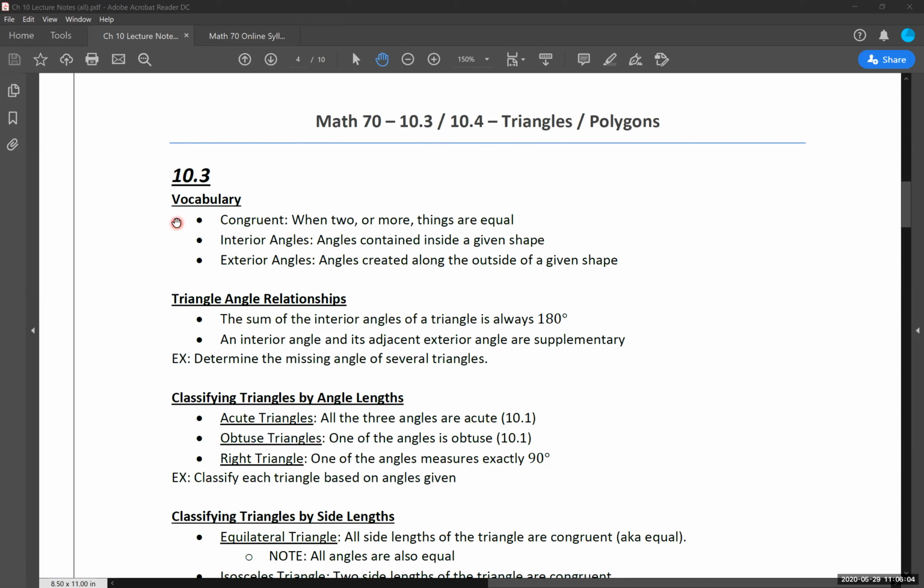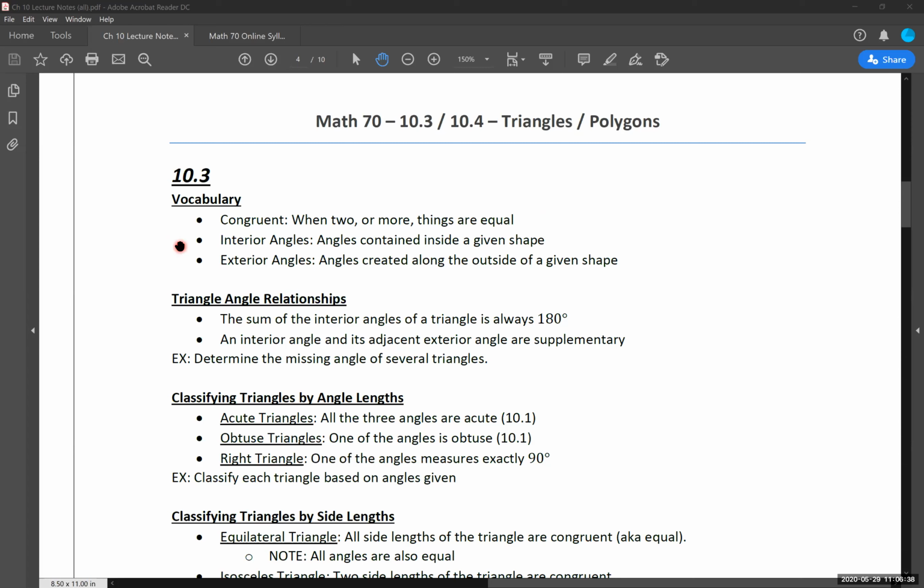So one of the big ones that we have is our word congruent. It's kind of a fancy way of just saying when two or more things are equal to one another. So if we were told that angle A is congruent to angle B, it's the same as saying angle A is equal to angle B. So it's a more commonly used phrasing that we have primarily for geometry. But again, at its core, it just means this thing or these things are equal to one another.